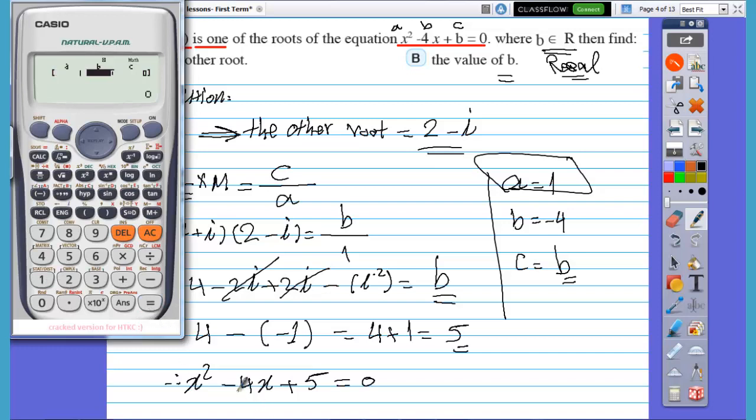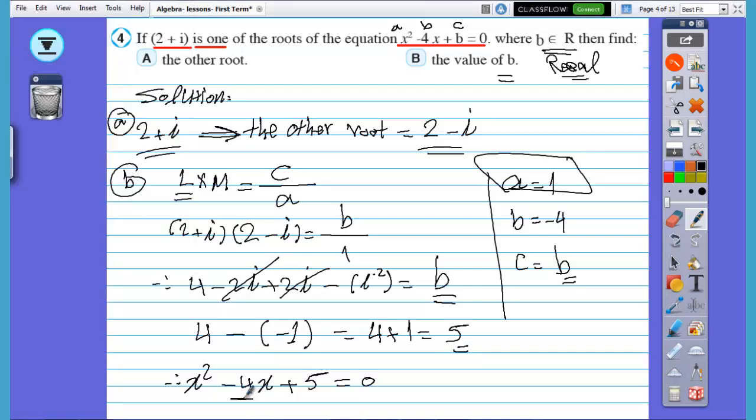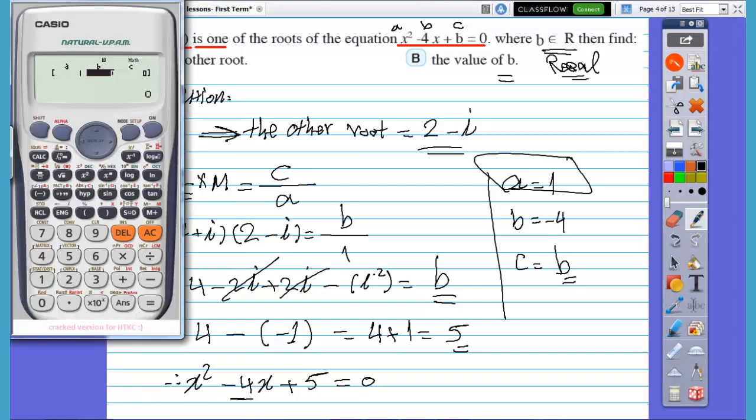What is the value of B? It is negative 4. So back to the calculator, we write negative 4. To write C, we must press equal again. C, what is the value of C? It is positive 5. So we write 5 and we press equal.